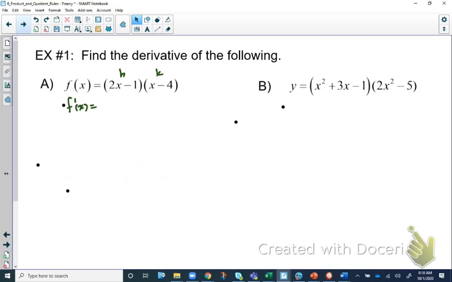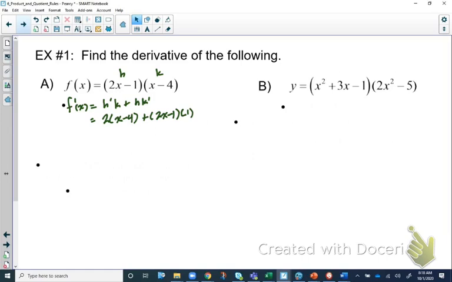So what I'm going to do is take the derivative of what I've labeled as h, and I'm going to multiply it to k, and then I'm going to take whatever h is and multiply it to the derivative of k. And here, the derivative of the first binomial is just a 2, and that's going to get multiplied to the x minus 4 binomial. Then we're going to put a plus sign, so the general expression for h is going to be 2x minus 1, and the derivative of the second binomial is just a 1.